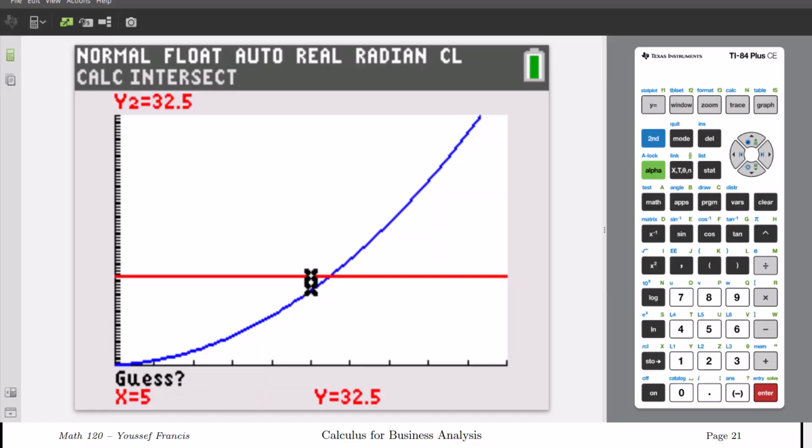And then it wants to guess. So it's asking me, can I guess the answer? And obviously I want to say yes. So I'm going to hit enter one more time on my keyboard. And there it is. You can see at that location, the x coordinate is 5.491, so approximately 5.5. And the y coordinate is 32.5, just like our average value.